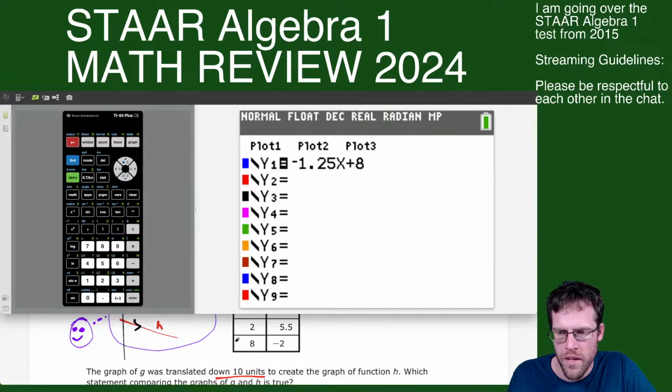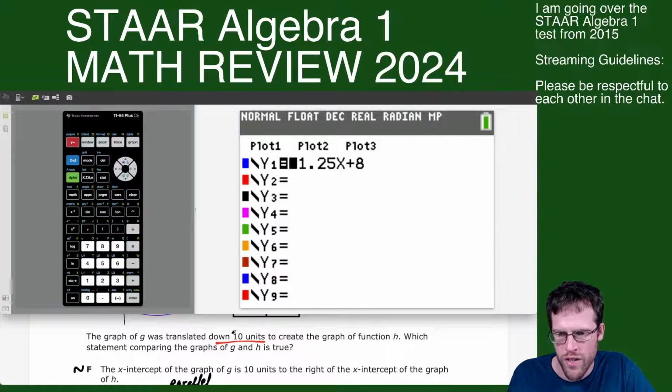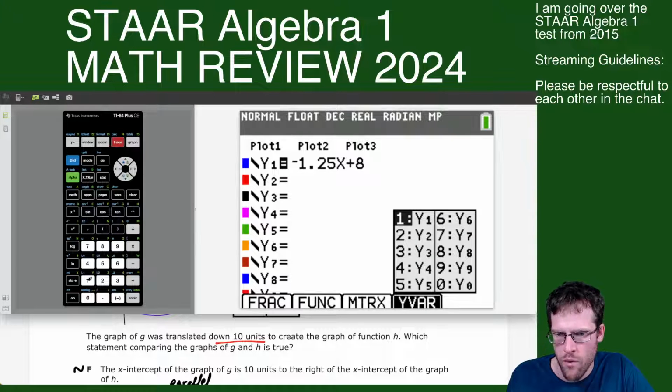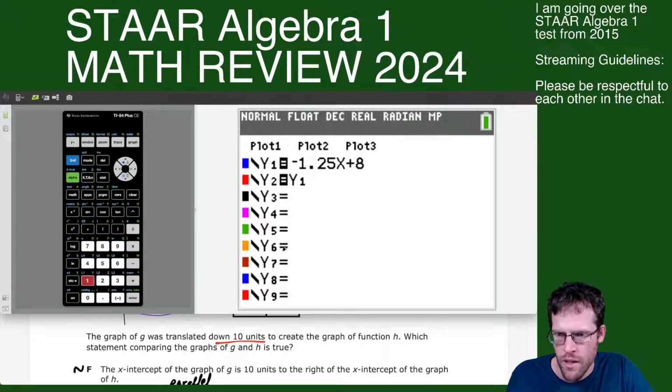And they told us in the beginning that the graph of g was translated down 10. So I'm going to show you a nice magic trick. I'm going to press alpha trace, and I'm going to write y1. And that's going to rewrite all of this. And if I want to send it down 10, I go -10.